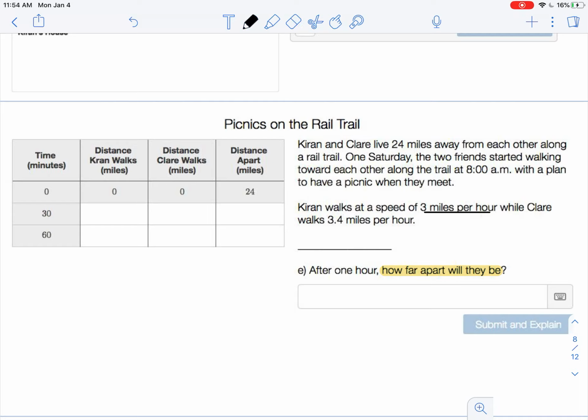And we know that after 60 minutes, or 1 hour, Kieran has traveled 3 miles. So I'm going to go ahead and put that in the table. Kieran has traveled 3 miles. And we know that Claire has walked 3.4 because Claire walks 3.4 miles per hour and Kieran walks 3 miles per hour. So let's think about what's happening here.